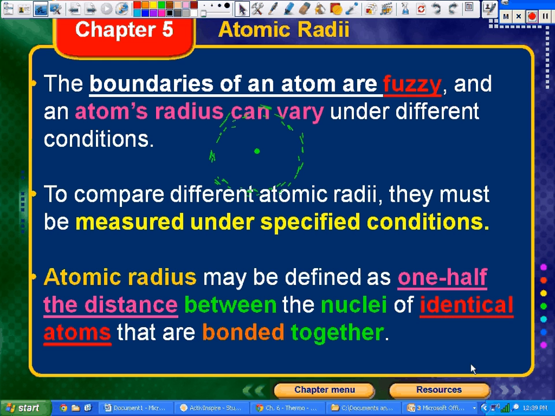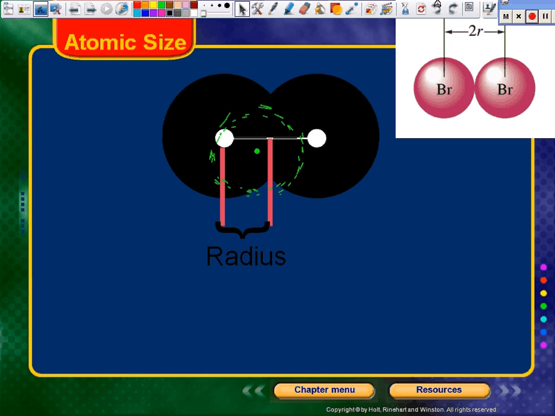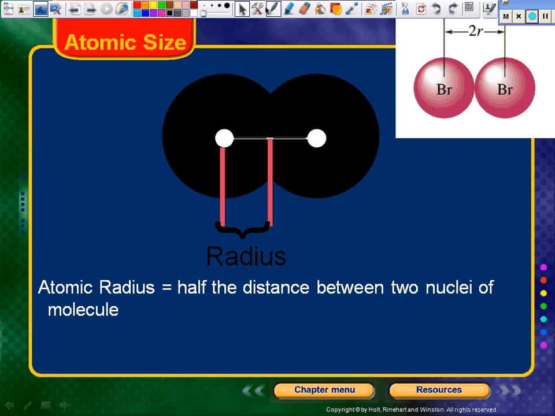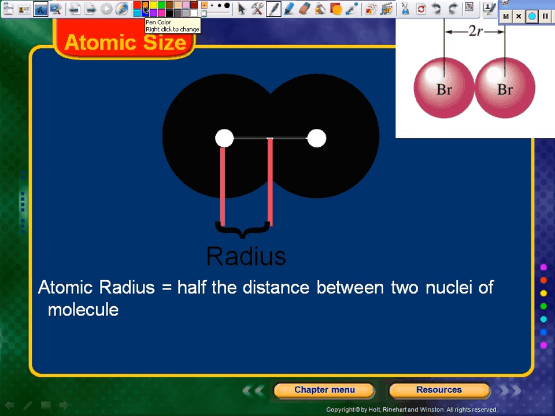Now, again, radius, half the distance of two atoms that are identical that are bonded together. So if you look at this picture, let's look at the top right-hand corner. Do you agree that those are two bromine atoms that are bonded together? Yes. Bromine is that thing we just talked about. What is that? Bromine is a diatomic.